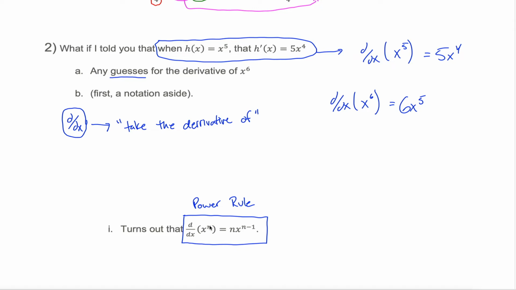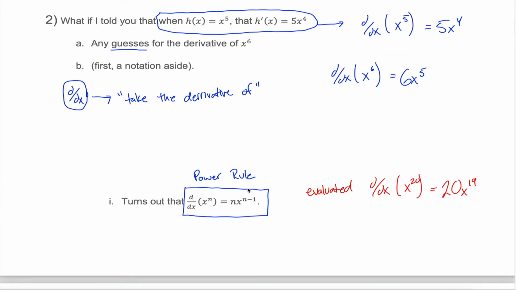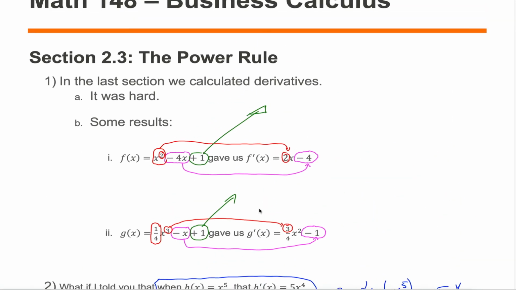So think about this as kind of a formula where n can be any number that you want. If I ask you to evaluate the derivative of x to the 20th power, it'd be nice if you could look at this and immediately know that the answer is just 20 times x to the 19th power. This rule is super useful in evaluating derivatives, and we can kind of see it in part of the results that we figured out in the previous section.